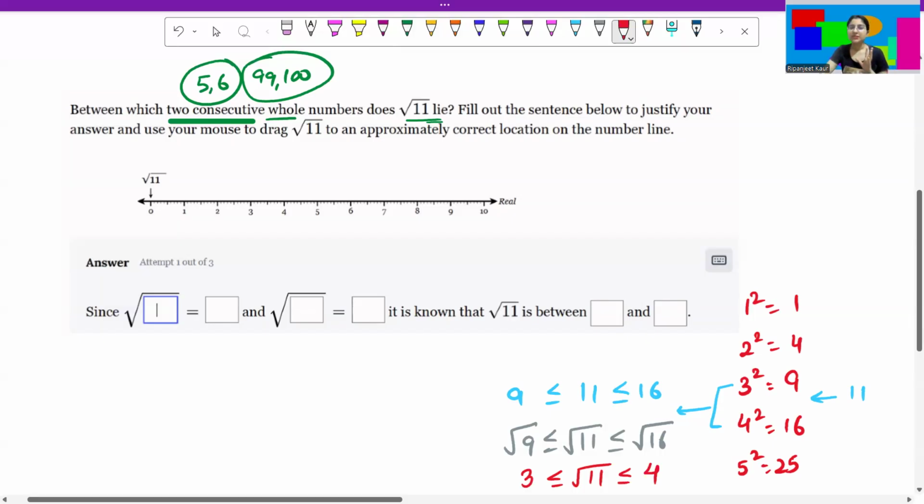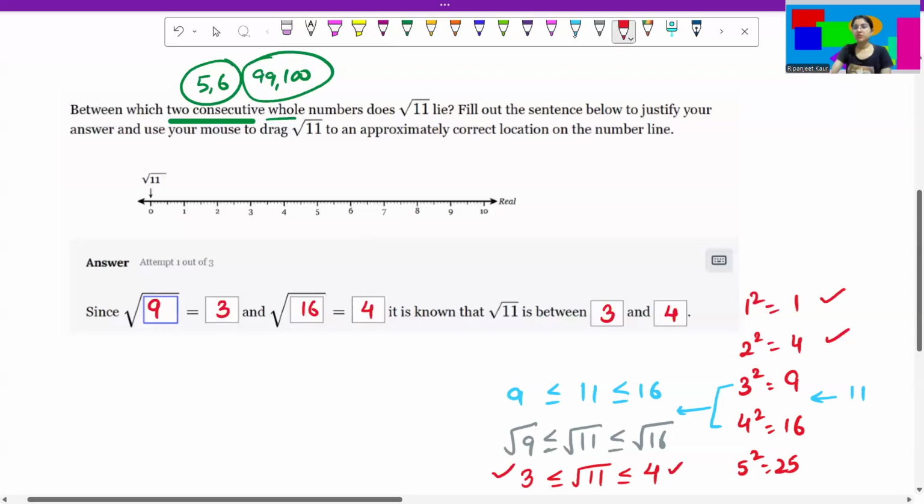So they will give us some specific number, and we just find the perfect square numbers that we know by squaring numbers, and see which two the given number is lying between. So we will know the two consecutive numbers, like 3 and 4 here. And over here we will write: since root of 9 is 3 and root of 16 is 4, it is known that root 11 is lying between 3 and 4.